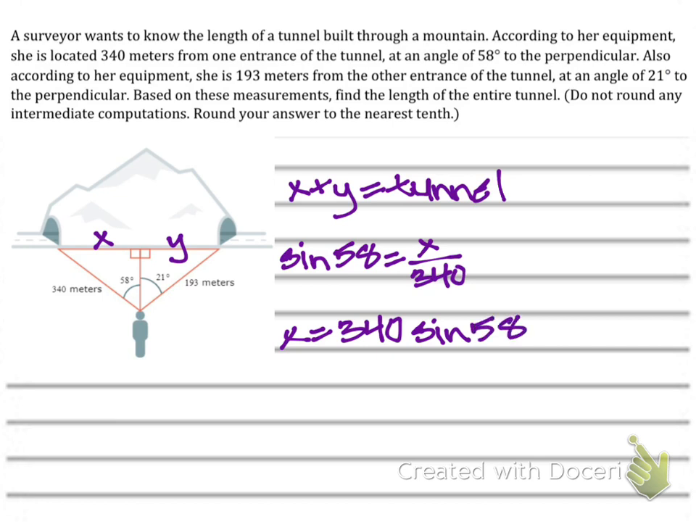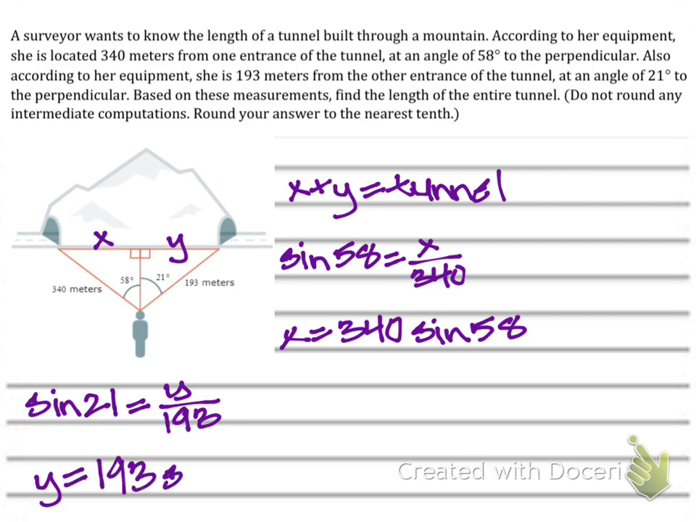And then for y, we'll have the sine of 21 is y over 193. So y is 193 sine 21. And so we just want to add those two together, right? So in the calculator, you do 340 sine 58 plus 193 sine 21. There you are.